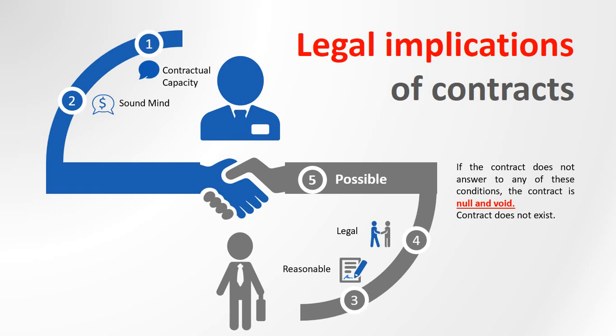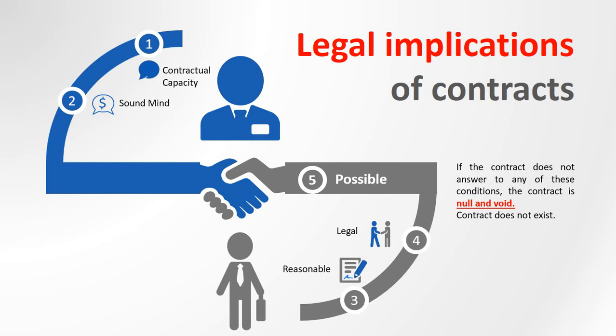The fifth thing is that it must be possible. All right, the activities that form part of a contract must be physically possible to achieve. So you can't say in the contract that you're going to run 100 meters in 5 seconds flat. That is physically impossible to do.